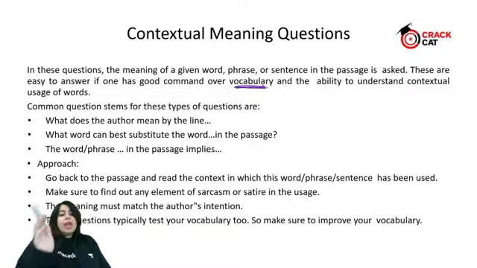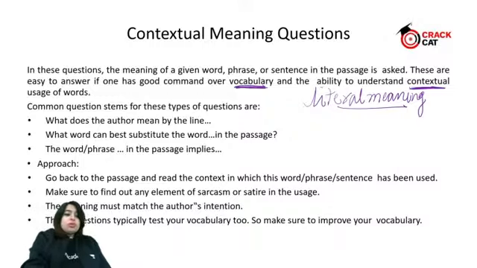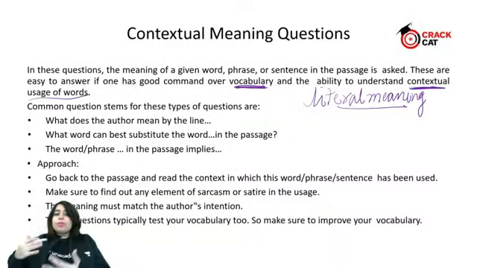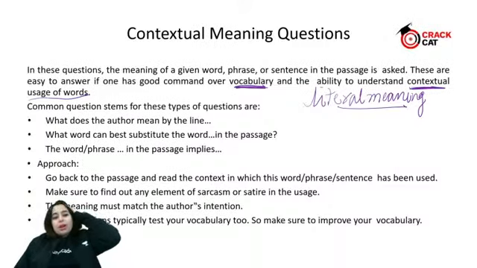Please remember, vocabulary is needed and also not needed. You have to remember the literal meaning, but the answer will not necessarily always be regarding the literal meaning of the word. So you will have to look at the contextual usage of the word, how the particular word is used in the context, and thereby build your answer.